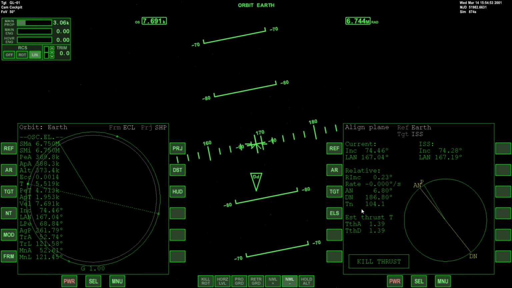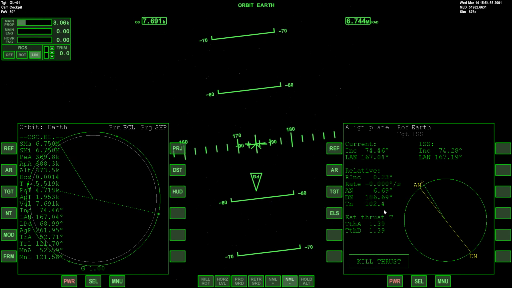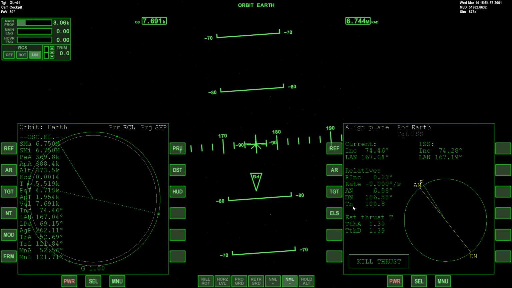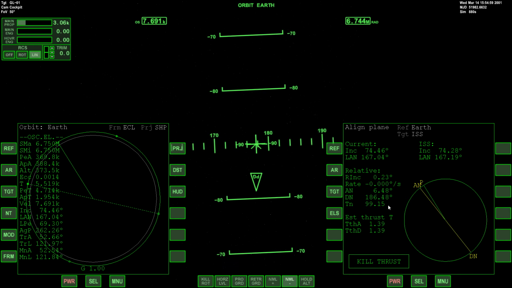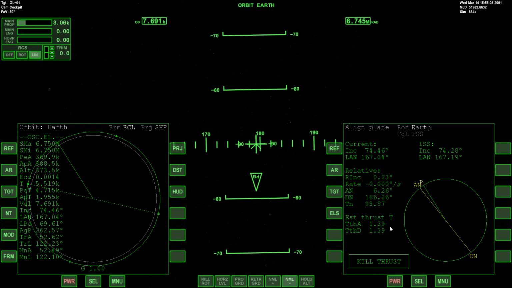In every instance, when you do your burn, you will do so when the time to node, counting down in seconds, reaches half of the estimated burn time. So in this instance, we're going to do it at the ascending node, and it's shown as 1.39 seconds of burn time. So when the time to node reaches just over half a second, which is half of this time, that's when we do the burn.